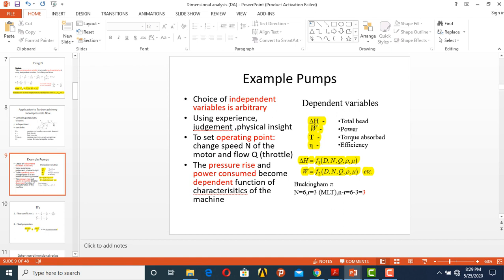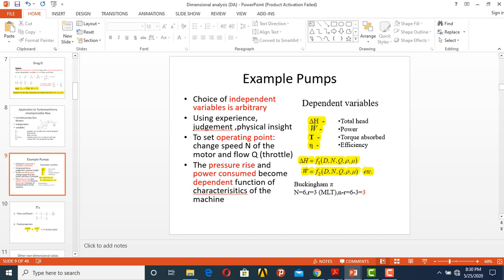So for the pump to work, you have to set the operating point on which the pump shall work. To change the speed of the motor, the flow, the throttle, and other parameters also affects the dependent variables. The pressure rise and power consumed become dependent functions of the characteristics of the machine. The characteristics which we are talking about are those variables which are called independent.